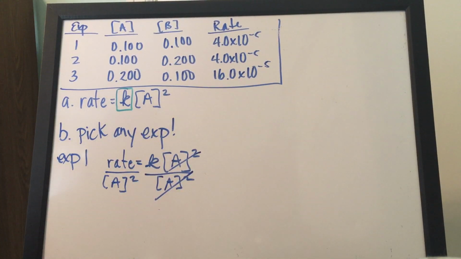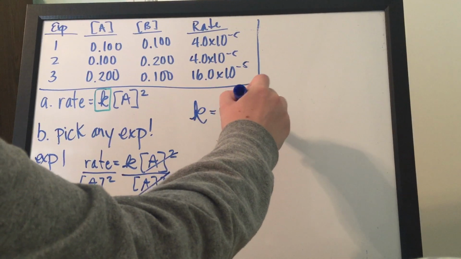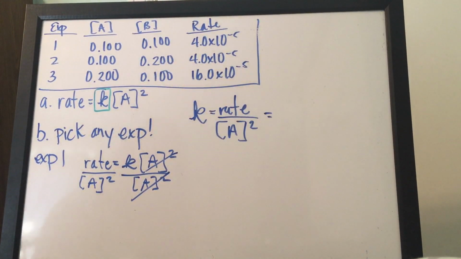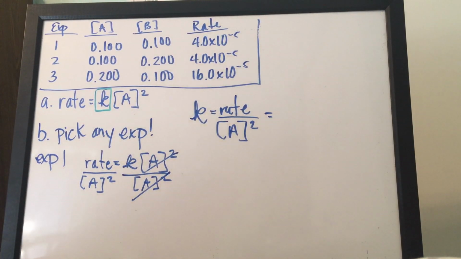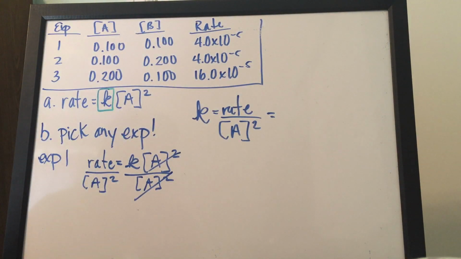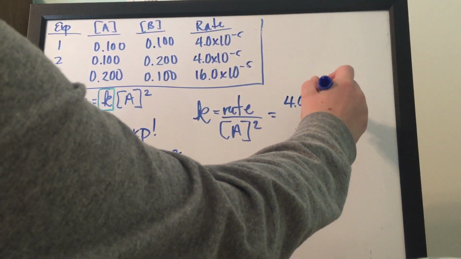Gone, gone. And what we're working with right now is K equals the rate over the concentration of A squared. All I do is, if I'm using experiment 1, I go to the chart and I plug in those numbers into this and solve for K. Simple as that. The rate is 4.0 times 10 to the negative 5th.